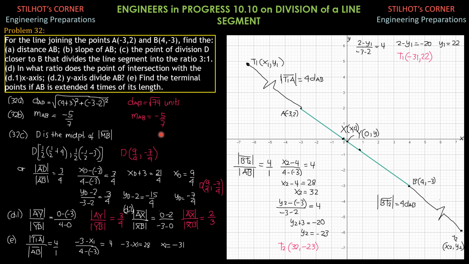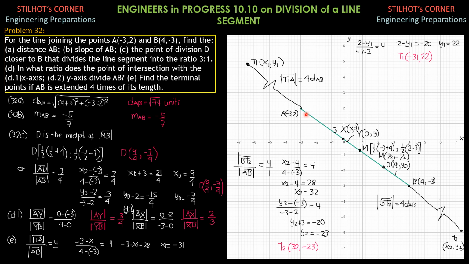Then letter C, the point of division D closer to B that divides the line segment into the ratio 3:1. So D is closer to point B. So if the point is closer to B, it is somewhere here, then the ratio of the distance AB to that of DB is 3:1. So because the ratio is 3:1, this is point D, I'll call it x sub D comma y sub D.